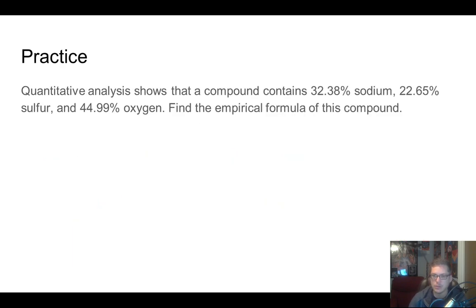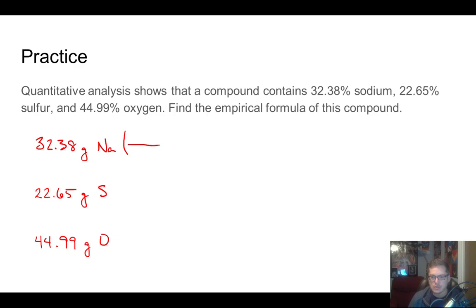All right, let's do another one. It says quantitative analysis shows that a compound contains 32.38% sodium, 22.65% sulfur, and 44.99% oxygen. Find the empirical formula. Percent to mass: remember, we just take out the percentages and write grams instead. So 32.38 grams of sodium, 22.65 grams of sulfur, and 44.99 grams of oxygen. That's percent to mass.